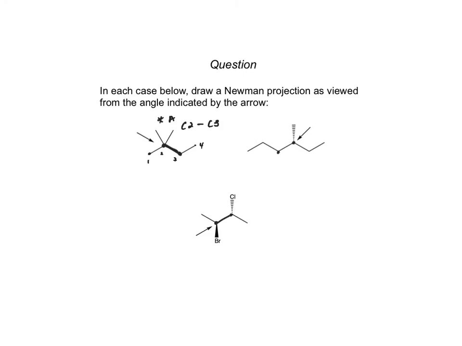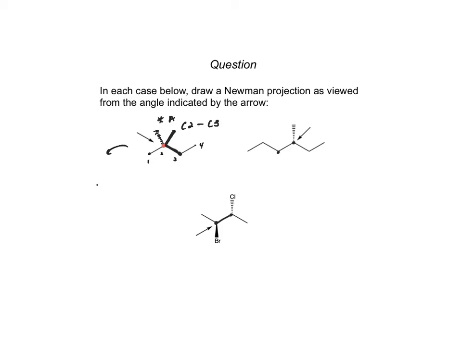So again, the first thing I'm going to do is start with my front carbon. We have our front carbon here, and again, we're going to represent that via just a nice little dot. So we don't draw the 3D perspective here, but we can imagine that this guy is on our wedge coming out at us, and then we can imagine that this guy is on our dash going into the board.